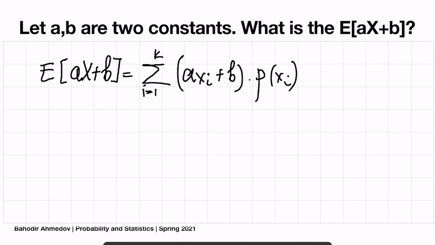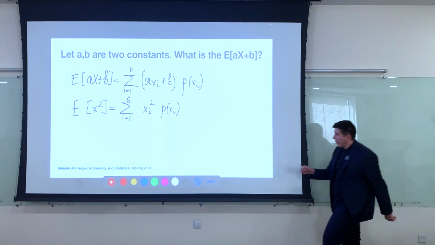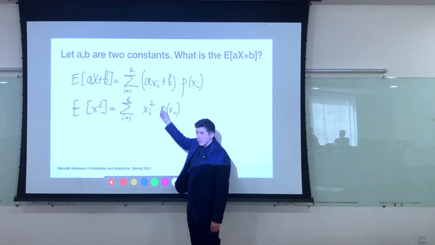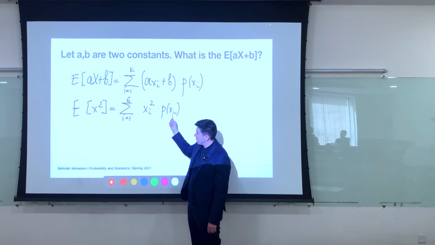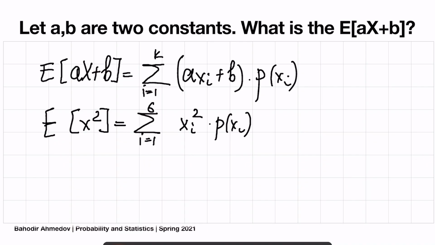So if it were not ax plus b, but x squared, what we did before is you squared the x and multiplied it by its probability. This is what we did before. Do you remember? You multiplied, for example, 1 squared by 1 over 6, 2 squared by 1 over 6, 3 squared by 1 over 6, and so on, right? And we're doing the same thing here. Okay? And now I'm just going to open the brackets up.